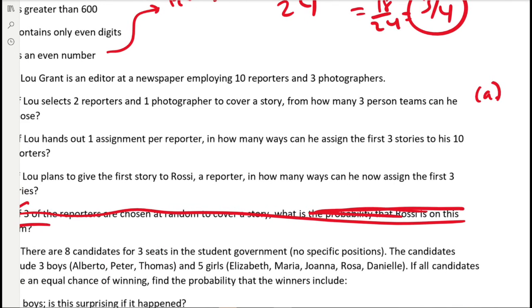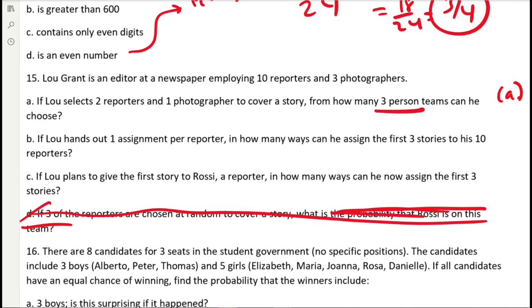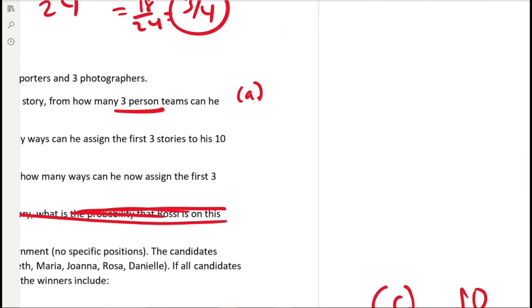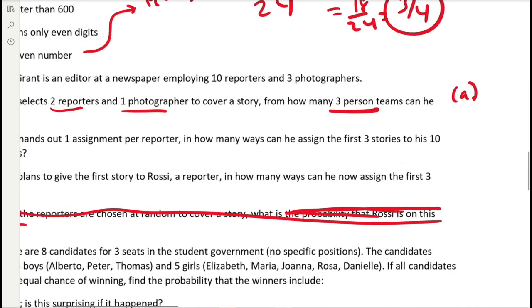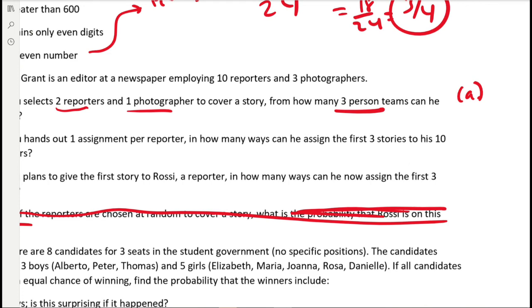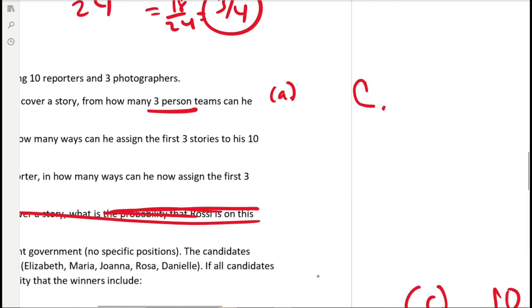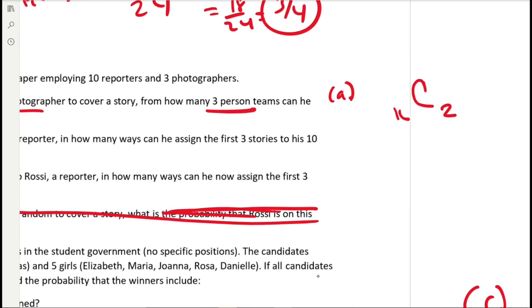So, 2 reporters, 1 photographer, and you're choosing 3 people. Okay, so if we're choosing 3 people, then it's a combination, right? Now, order doesn't matter here. It doesn't matter the order of the photographers. We're just choosing teams. So, we have 2 reporters being chosen from a group of 10.